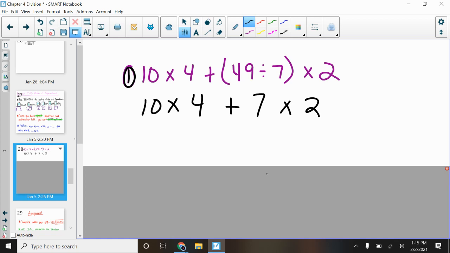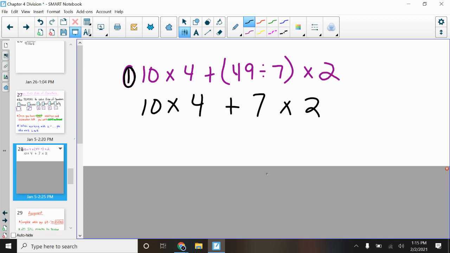Okay, so who came up with what they think we should do next? Now you gotta remember the order that we're supposed to do things. Do you all see any parentheses right now in this new line of problems? No. Do you see any exponents? No. Do you see any multiplication? Yes. So which one should we do first, Brody? You do the 10 times 4 first. Why?